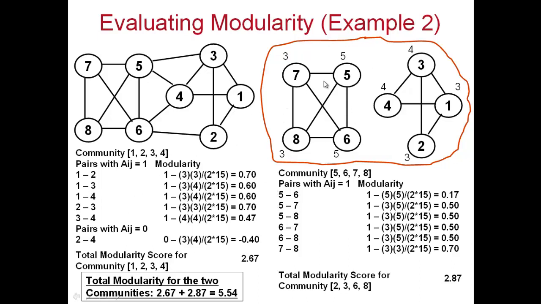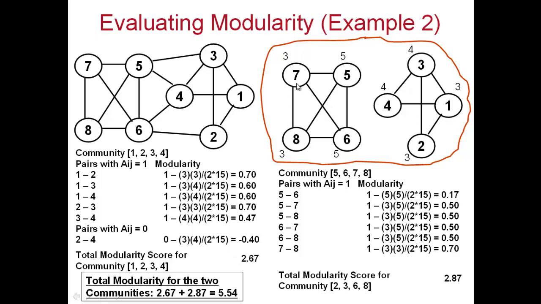So 5, 6, 7, 8 are part of one community and 1, 2, 3, 4 are part of the other community. Among 1, 2, 3, 4, the different pairs are 1, 2, 1, 3, 1, 4, 2, 3, 2, 4, and 3, 4. You see 5 out of the 6 pairs have an edge between them in the given graph. So the calculations are going to be like 1 minus the product of the degrees divided by 2 times the number of edges. We're going to have more positive entries and just one negative modularity score. So the sum of all the modularity scores is going to be reasonably larger. We get 2.67.